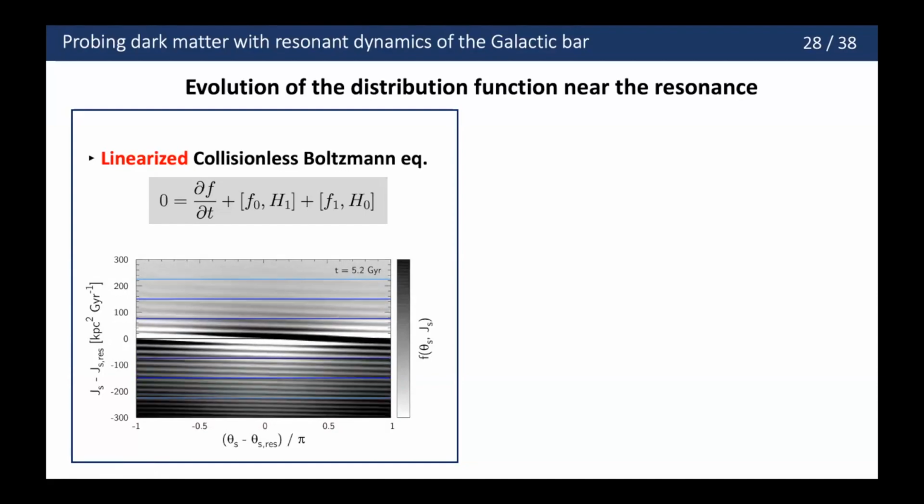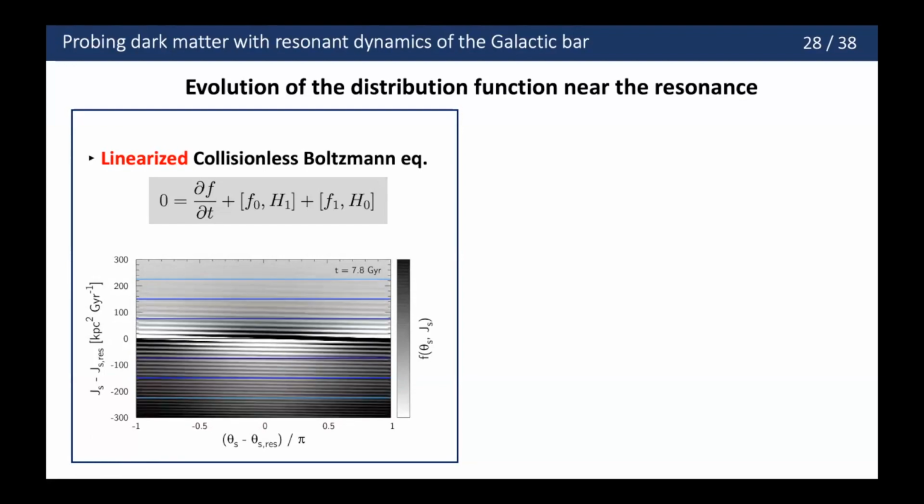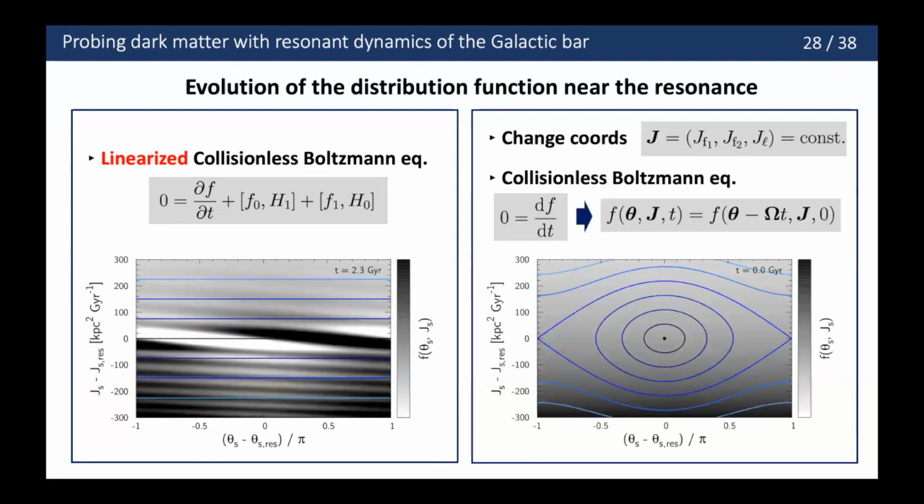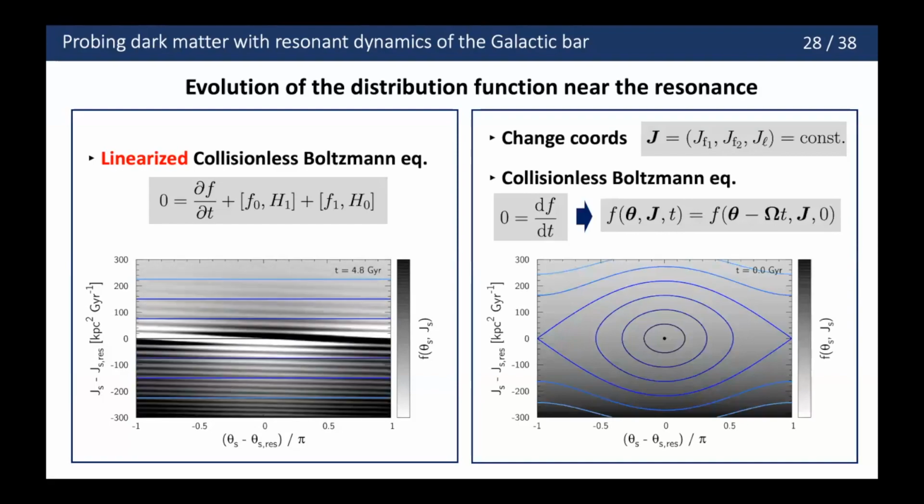You can see that it's phase mixing, and the rate of phase mixing gets smaller as we come close to the resonance, and it becomes zero exactly at the resonance, because here the resonant frequency is zero. So what linear theory predicts is that after a sufficiently long time, there will be no torque from the non-resonant orbits, but only the resonant orbits will apply a torque. But we know that this is not correct.